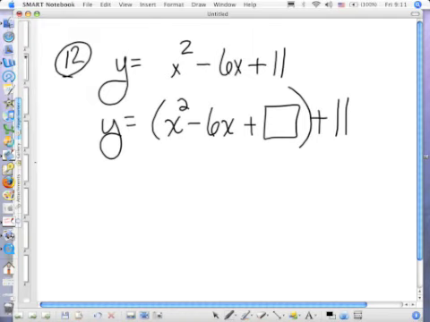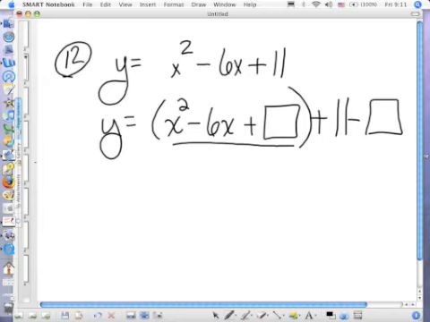From the homework last night on number 12, we are trying to take the equation of a parabola and put it into vertex form. We do that by completing the square. First thing we had to do was to scoot the 11 over. We are going to complete the square on this part, and remember, whatever we add here, we need to take away from the backside so that it zeroes out.